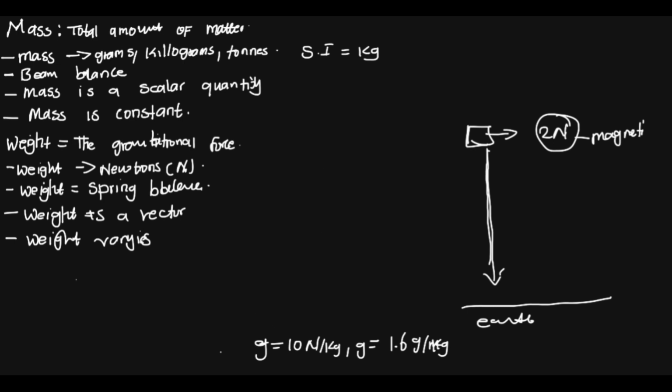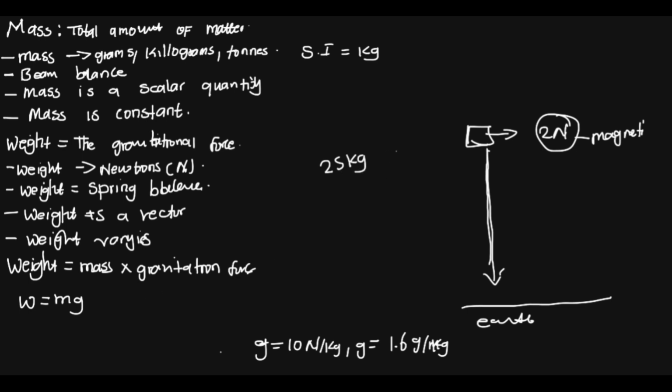The formula for weight is equal to mass multiplied by gravitational force, which is weight is equal to mg. So let's say we have 25 kg of millimil. If we want to find the weight of this particular bag on Earth, we'll say weight is equal to, where there's m, we put 25 kg times the gravity, we use 10 newtons per kg.